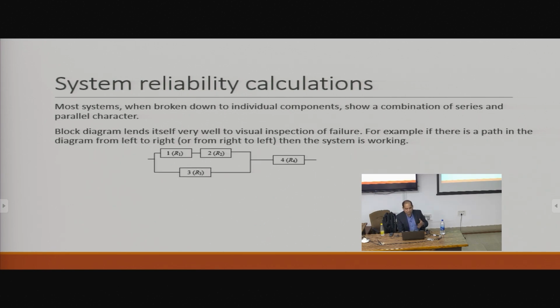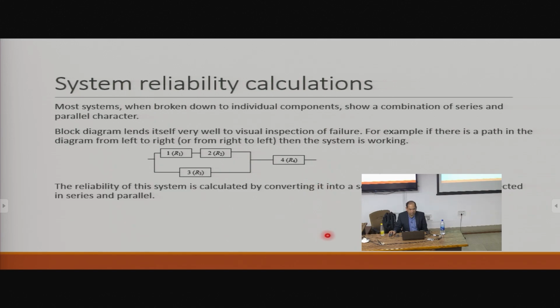So this type of representation, there's a couple of ways, right? We also do fault tree analysis, and we do this kind of representation of system topology. This type is very easy to visually inspect if the system is working or not, right? So that's the benefit of this type of approach. For example, I can say that if there's a path from left to right, this system is working. Otherwise, it's not working. Okay, so we see that component 1, 2 are in series. They are together in parallel with 3, and then that subsystem is in series with 4.